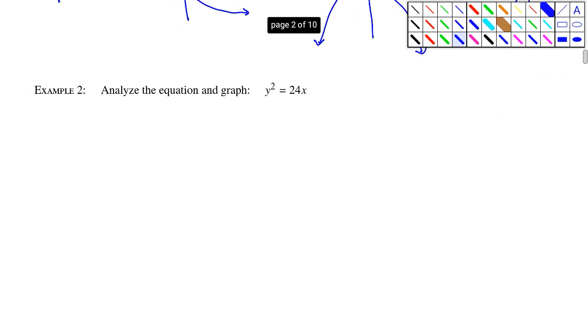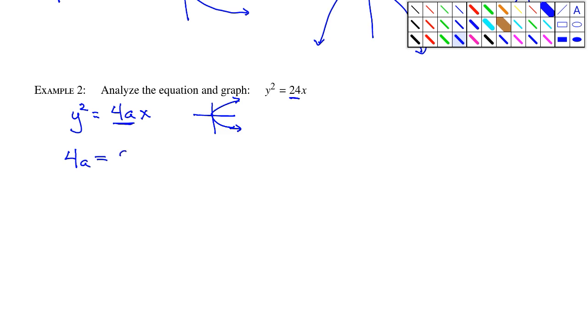Example 2. Analyze the equation and graph. y squared equals 24x. So this is in the form of y squared is equal to 4ax. It means it's going to open up to the right. And we need to figure out what the a is. Well, the coefficient of the x is 4a, but it's also 24. So the a must be 6.